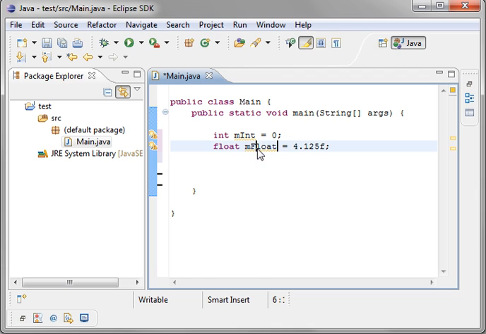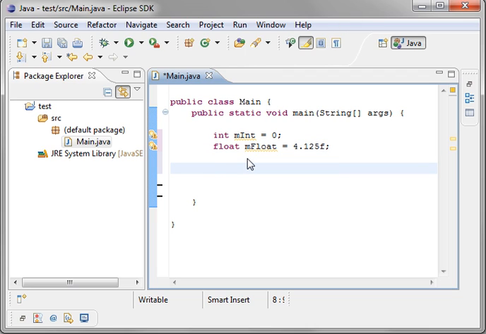Now let's say we want to convert this floating point into an integer. Now what's the difference between a floating point and an integer first off? Well, an integer doesn't have a decimal point. A floating does. So anything past this decimal point is not an integer. That is an integer. That is not.